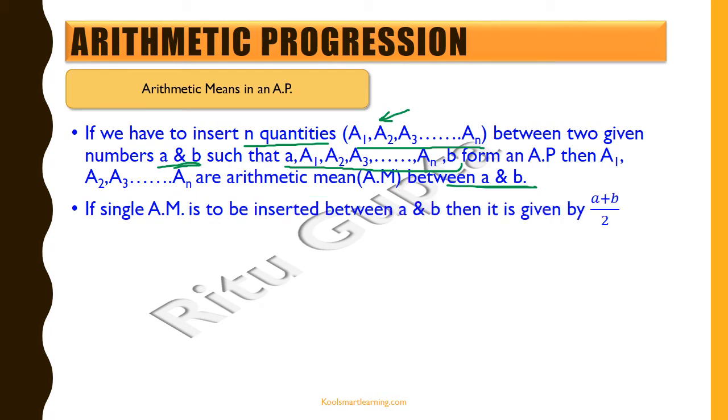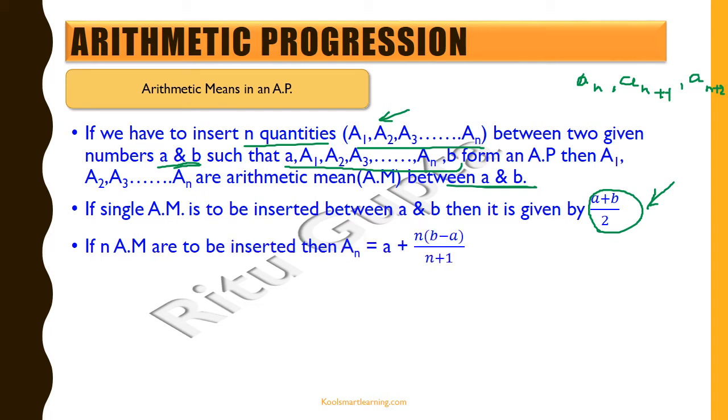Now, if a single AM is to be inserted between A and B, then it is given by A plus B by 2, because we said that if we have 3 consecutive terms of an AP, twice the middle term is equal to the sum of the other 2 terms. So just using that, the only arithmetic mean that we are inserting will become the middle term of the AP. So that will be equal to the sum of the other 2 terms, which are A and B, divided by 2.